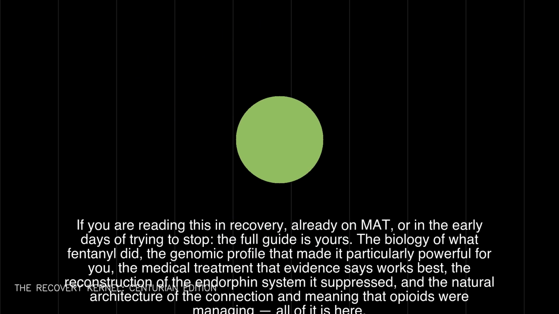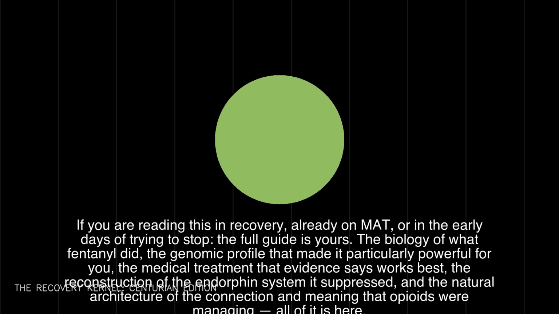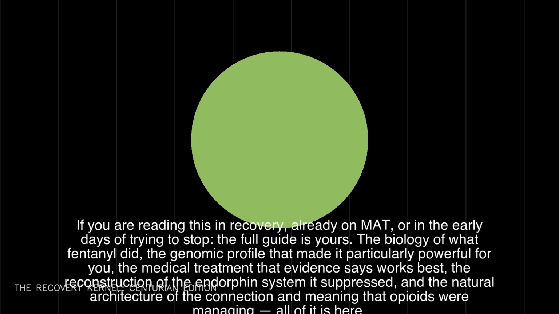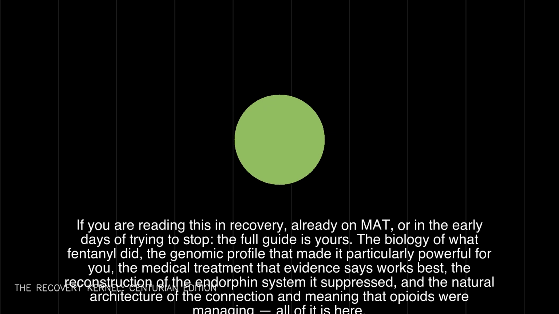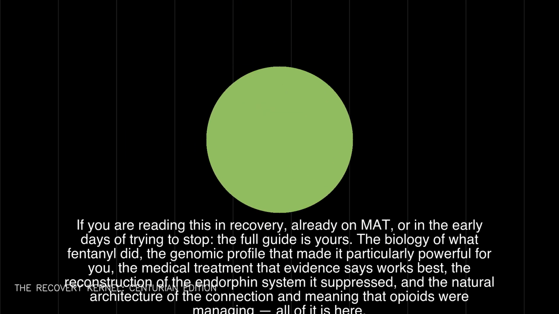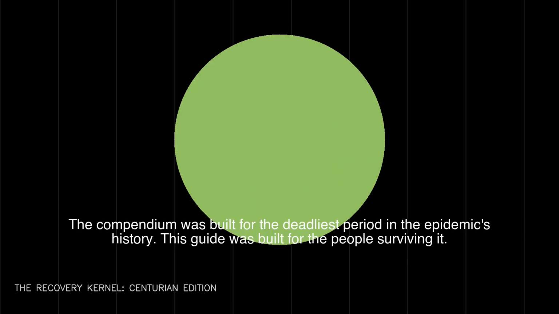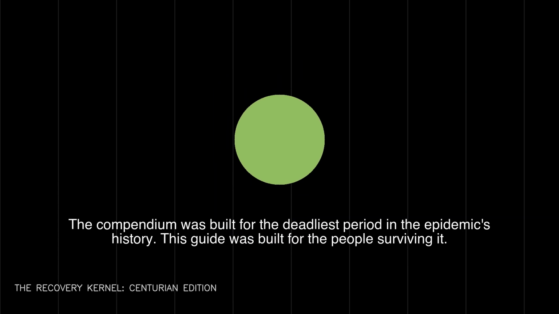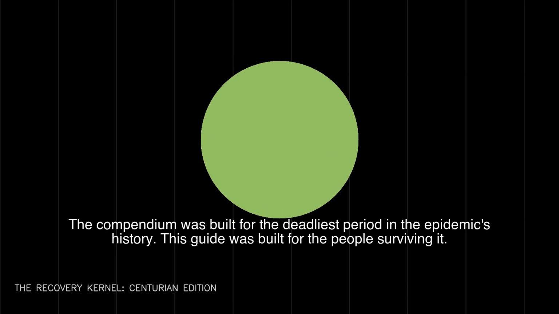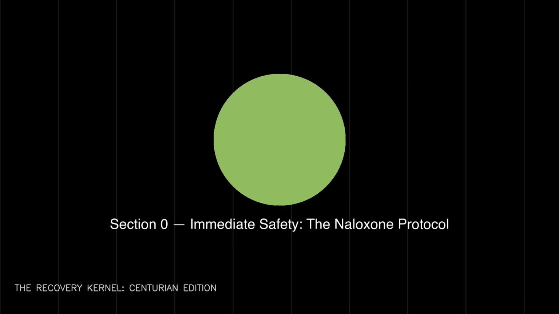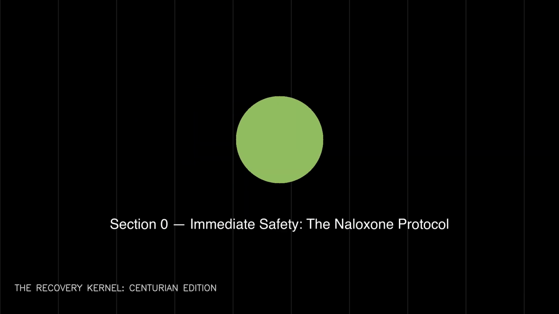Section 0, Immediate Safety, the Naloxone Protocol. Warning: fentanyl overdose is the leading cause of accidental death in the United States. If you are near anyone who uses opioids, you need naloxone and you need to know how to use it. 0.1, Recognizing fentanyl overdose. The window is narrower than with any other opioid.